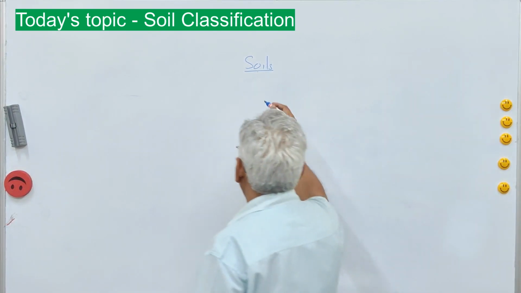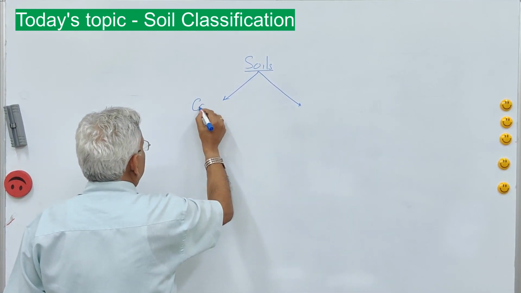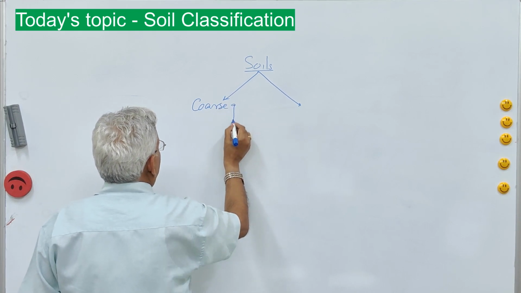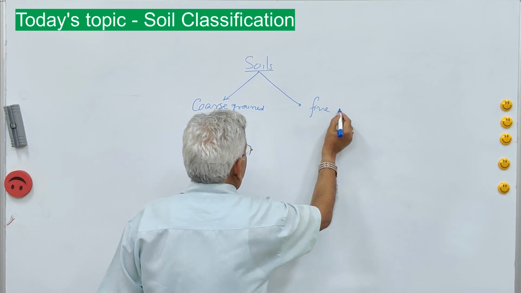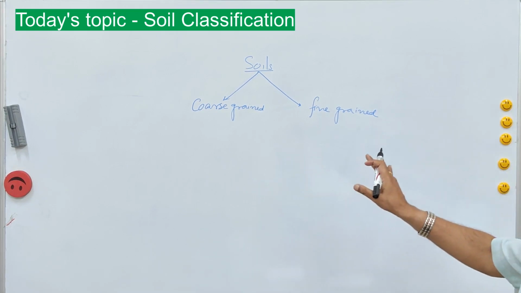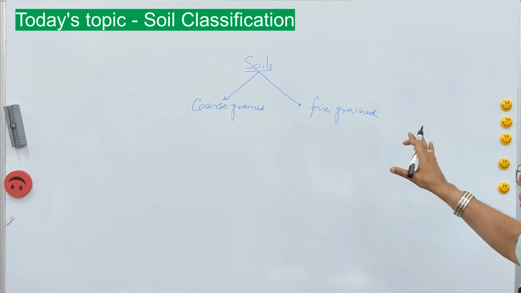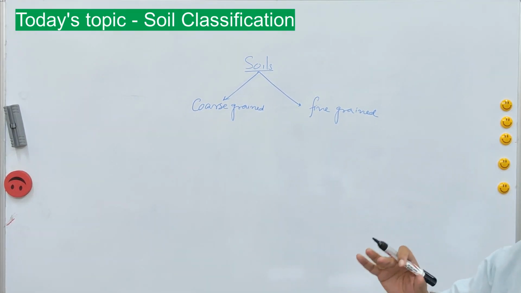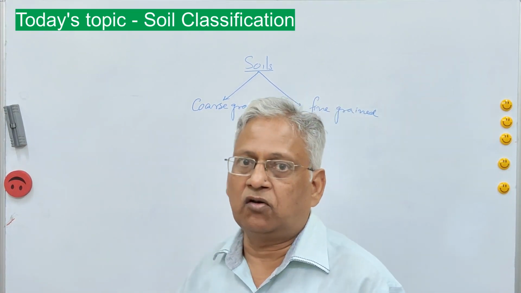Soils are classified into two broad categories. One is coarse-grained soils and another is fine-grained soil. In case of coarse-grained soil, the classification is mainly based on grain size distribution. In case of fine-grained soil, it is based on the plasticity of the soil, because the behavior of fine-grained soil depends upon the moisture content, depends upon the plasticity characteristics of the soil.